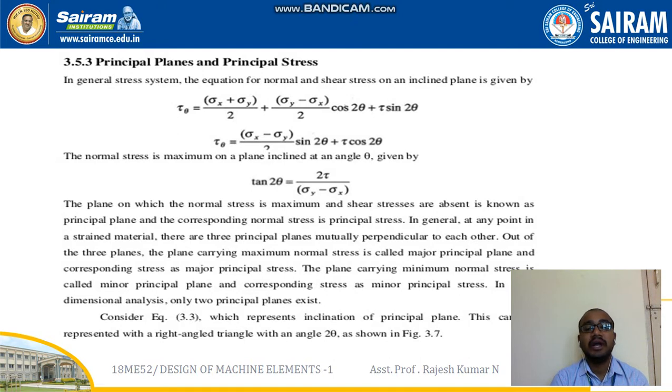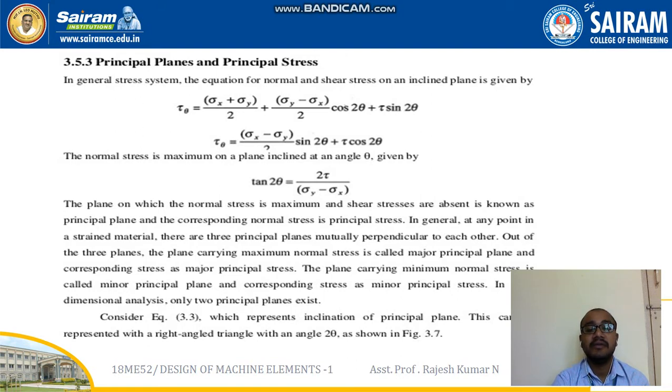In general, at any point in a strained material, there are three principal planes mutually perpendicular to each other. Out of the three planes, the plane which carries the maximum normal stress we call the major principal plane, and the corresponding stress we call the major principal stress. The plane carrying minimum normal stress is called the minor principal plane, and the corresponding stress is the minor principal stress. So, in two-dimensional analysis, only two principal planes exist.